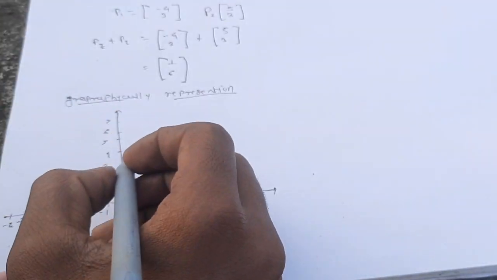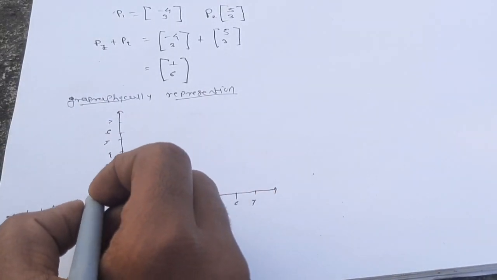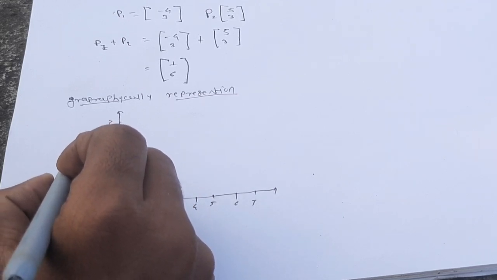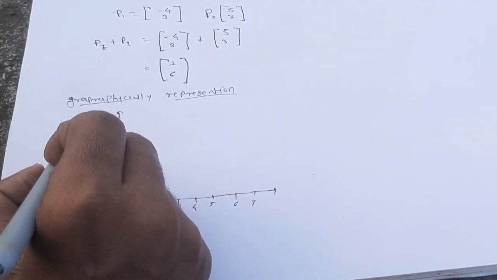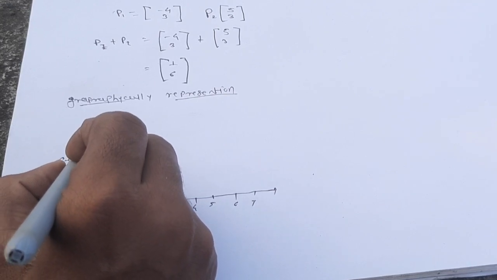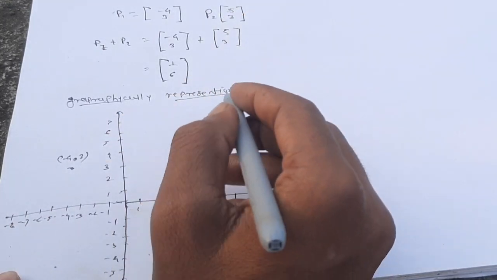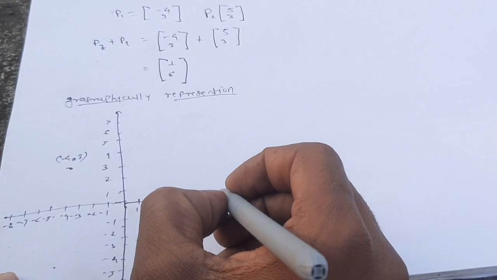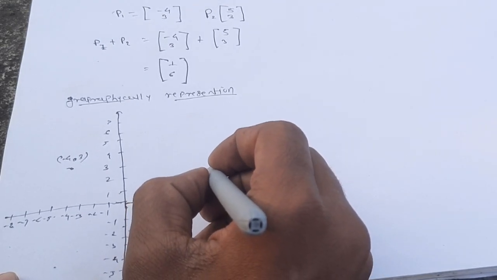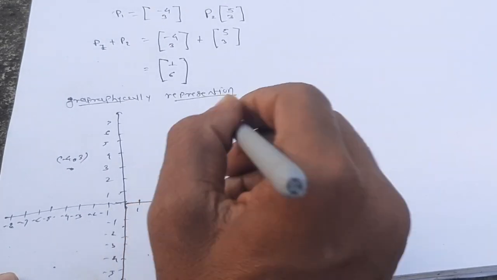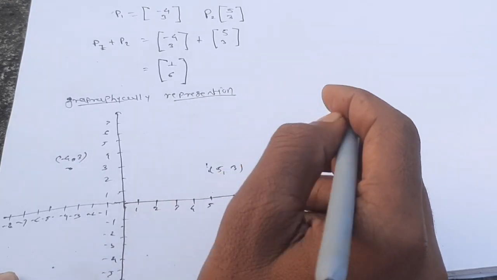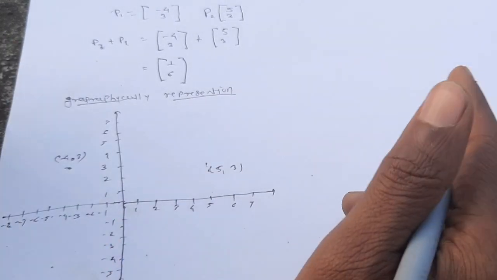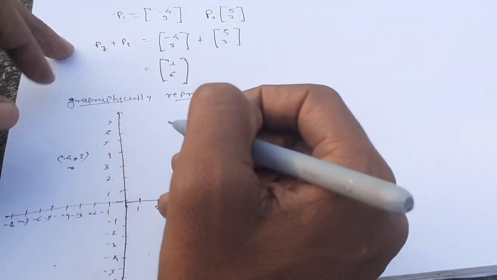So what is the p1 value? p1 is nothing but -4 and 3. And p2 is 5 and 3. Those are the positions in the graphical representation of addition of two vectors. And the addition of p1 and p2 is 1 and 6.